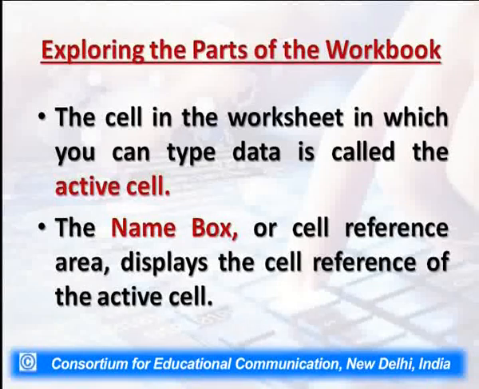If we look at the other parts, you type your data into the cell which is called the active cell, and the name box will show you the cell reference of the active cell. Active cell means where you are currently working or where your cursor is currently placed. That cell is known as the active cell of your worksheet.